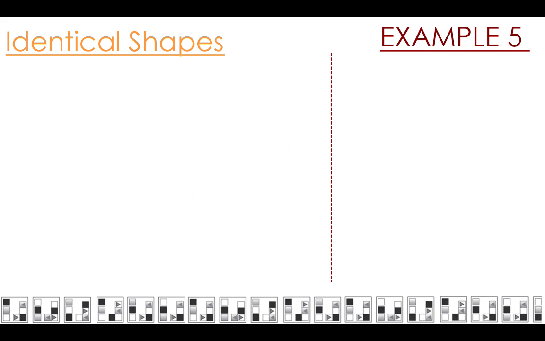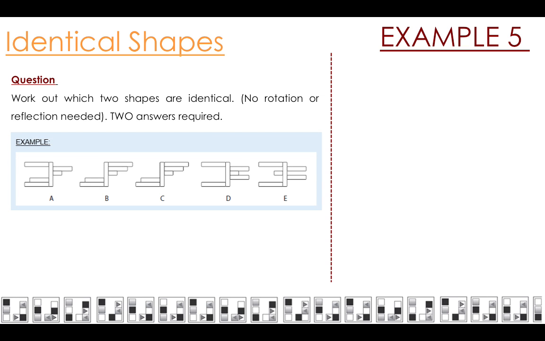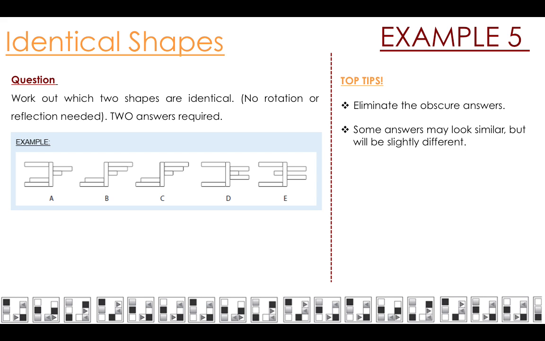So this is identical shapes and quite self-explanatory. You need to work out which shape is identical to another. Now, if you read the question carefully, no rotations or reflections are needed. So questions like this are designed to trick you, and all of the answers will look similar at first. So it will make it hard to distinguish the difference between them. So what you need to remember is to break up each element of each shape and work out which ones are identical.